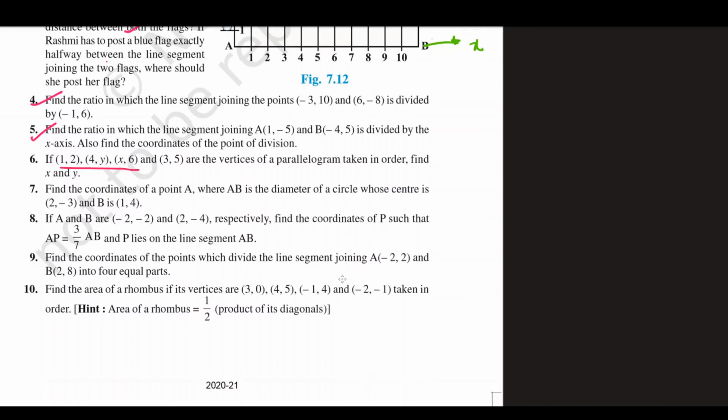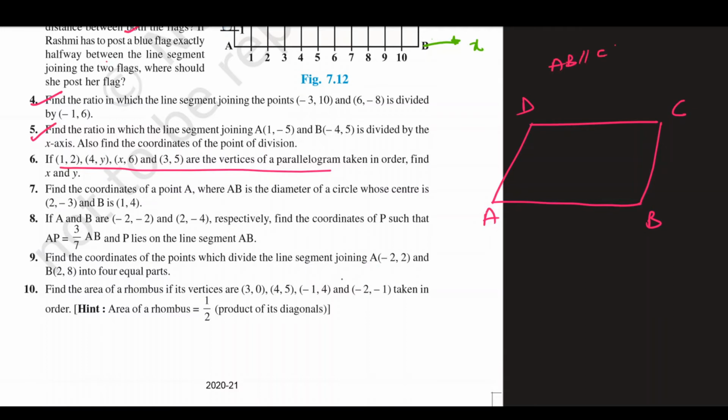So the points are the vertices of a parallelogram. A parallelogram looks something like this. So this is a parallelogram ABCD. The condition for a parallelogram is AB should be parallel to CD and AD parallel to BC. Length of AB should not be equal to AD, or it can be, but it is not a necessary condition. So A is 1, 2, B is 4, y, C is x, 6, and D is 3, 5.